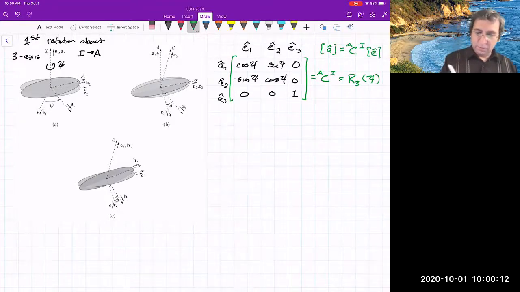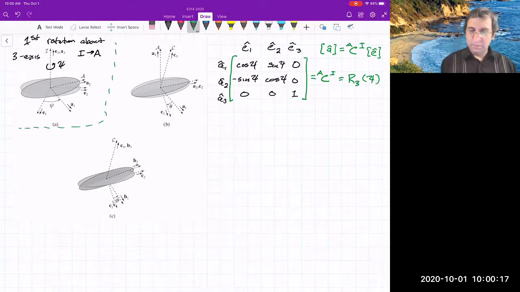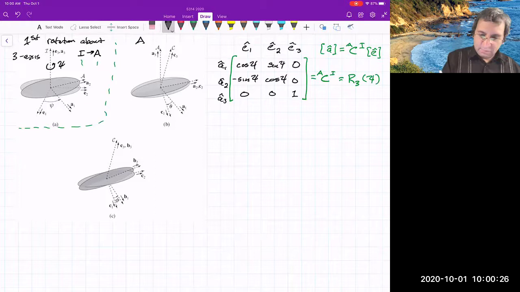Okay, so that's the first rotation. That's this rotation up here. It takes us from the I frame to the A frame. So now we're in this kind of intermediate frame. We want to go from the A frame to the C frame.